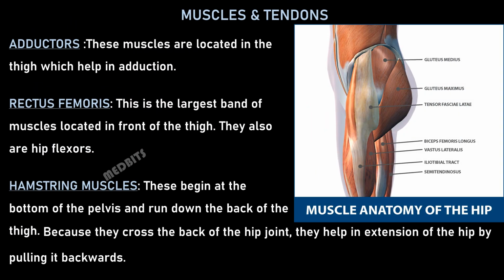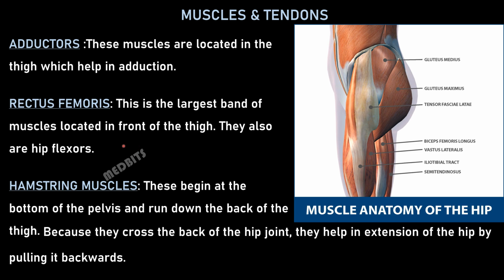Okay, so coming to the next muscle, which is adductors. So these muscles are located in the thigh, which helps in adduction, right? So it'll be in the medial part. So yeah. Now coming to the next one is rectus femoris. So this is the largest band of muscles, which is located in front of the thigh. So they are hip flexors.